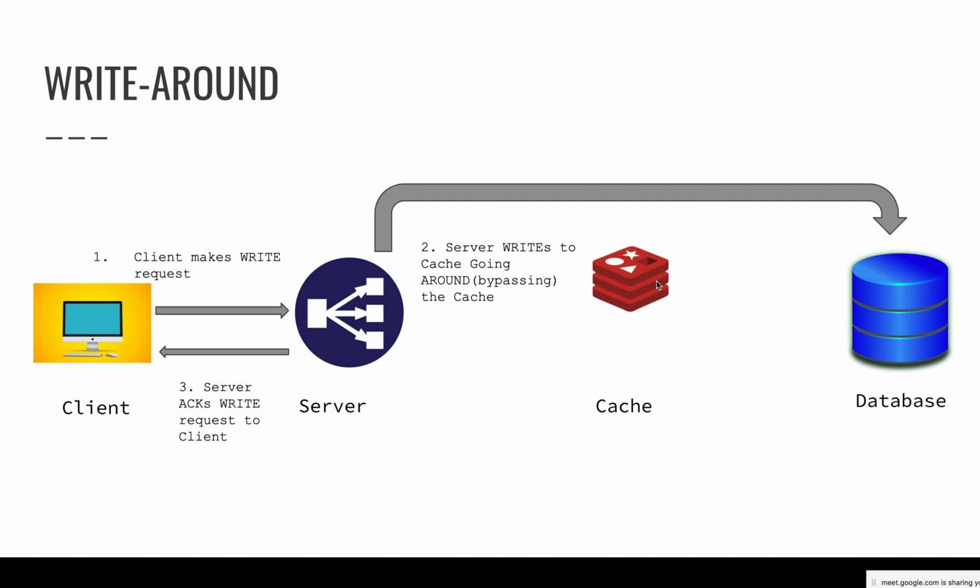This strategy is quite simple. Similar to the previous one, client makes a request. Now, rather than going through the cache, we go around the cache. That is, we bypass the cache and write the data directly into database. And once the acknowledgement has been received from the database, server simply responds back to the client that write request is successful.